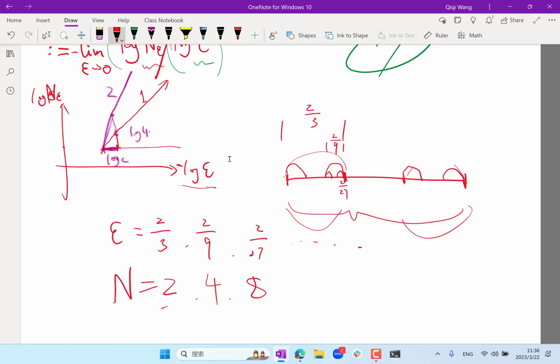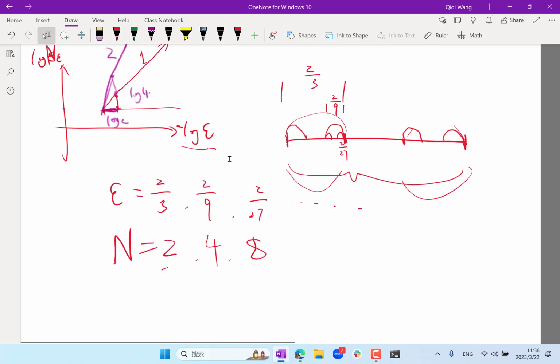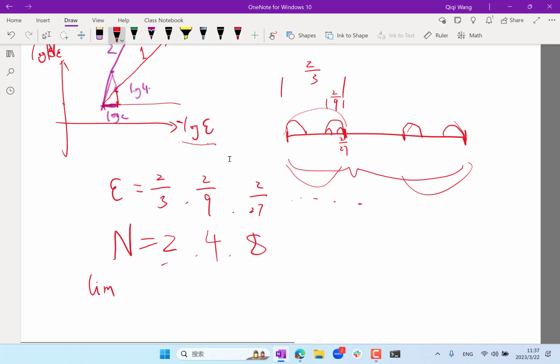Okay, so overall, if you now plug it into the formula, right? Basically, we have a limit of, let's say, you take this 2 over 3 to the power of I, right? This is then 2 to the power of I plus 1, right? So this is n, this is epsilon. There is a one-to-one correspondence. Actually, no, this is actually just I, not I plus 1.